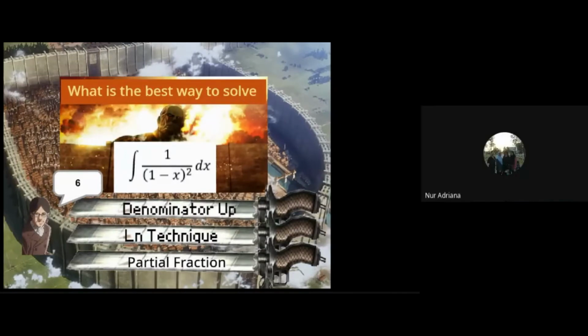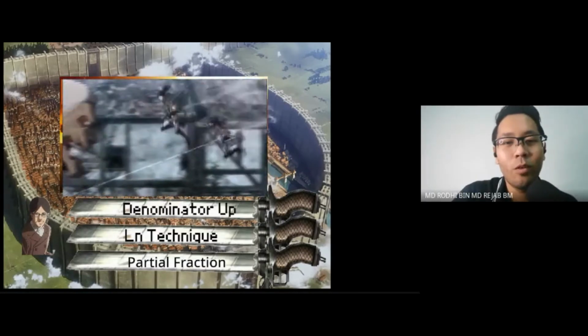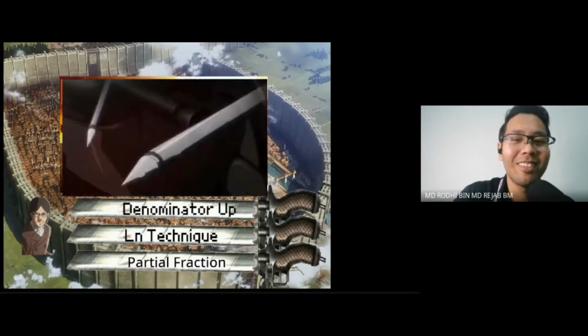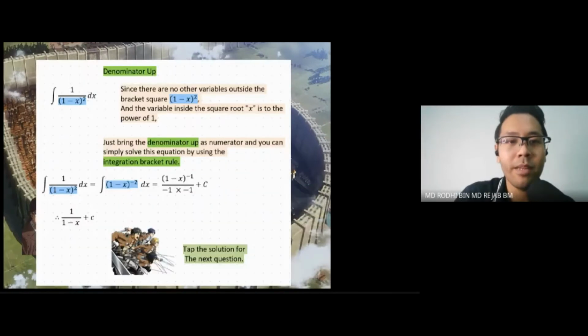Denominator up. Why is partial fraction wrong? Because this time there's no x on top. There's no variable x at the top, at the numerator. So you can easily bring the denominator up. It's different from this now. Just now there was an x at the top. Now there's no x. You okay?